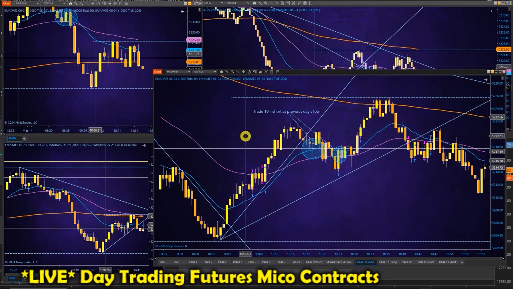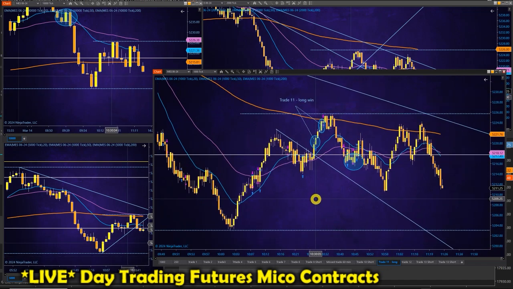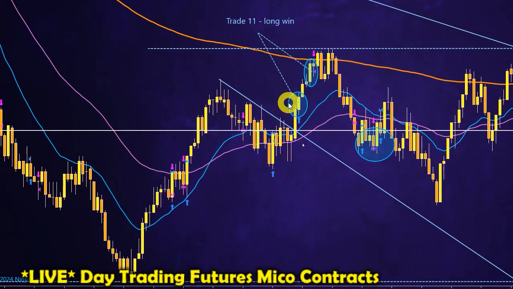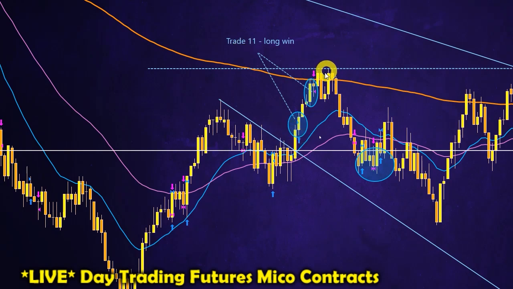Okay, so trade 10 was not a loss, and trade 11 also was a win to the long side. And this was a trade that went against my strategy, but it was a counter trend trade based on momentum, based on the previous day's low, based on candle formations, and I was only looking for a 1-to-1, and that was a great, well thought out trade.